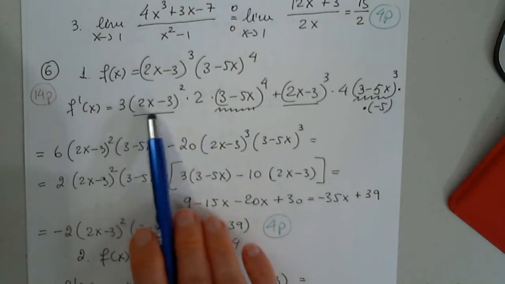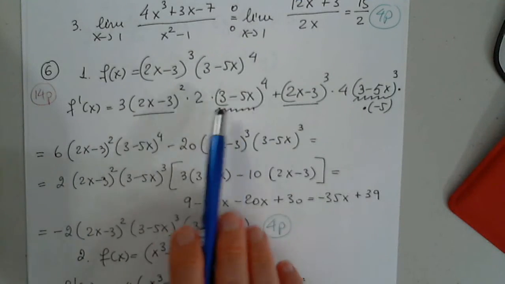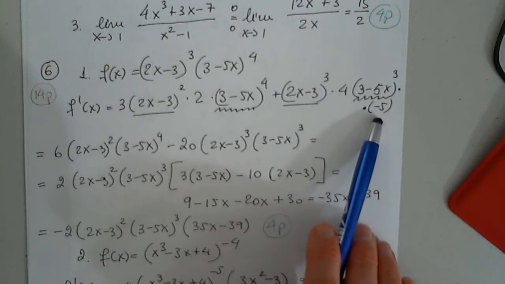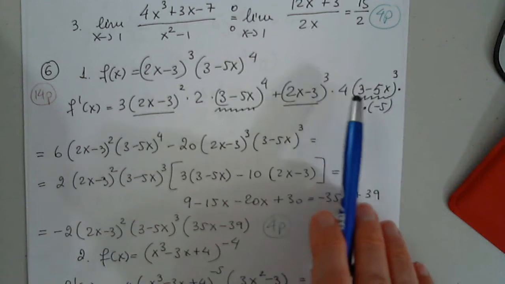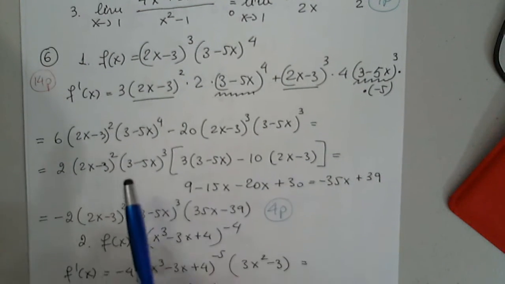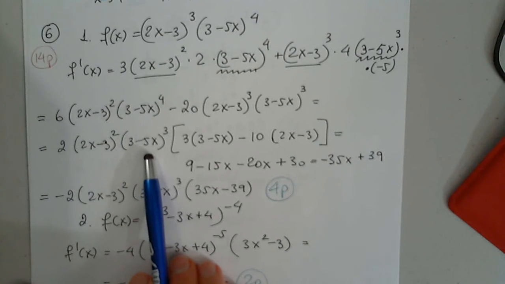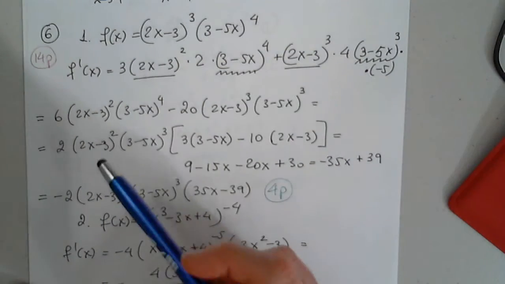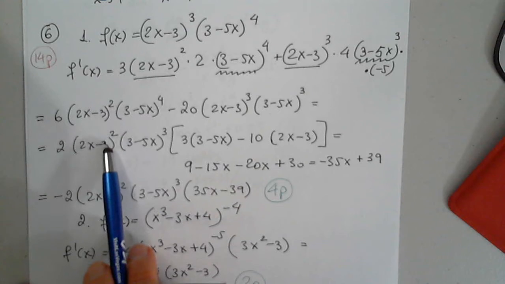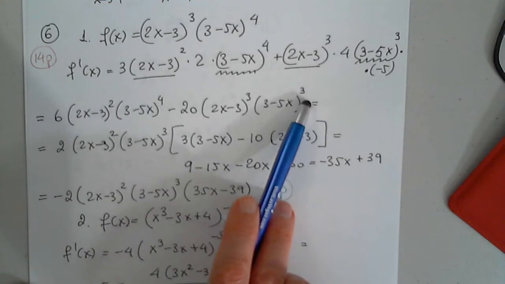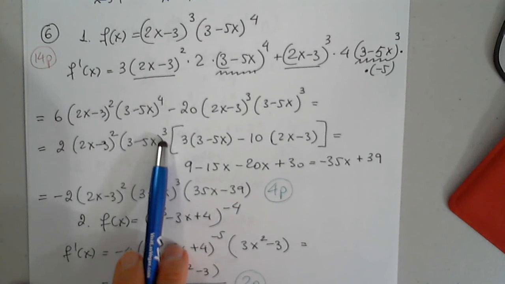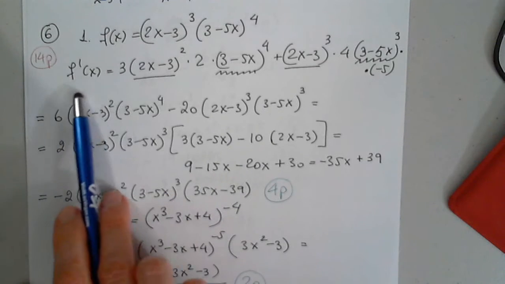I will reorganize: 3 times 2 in front, 6, and I copy these two. And then 4 times negative 5, negative 20, and I copy these two. Now I realize that 2 is a common factor, 2x minus 3 is a common factor, and 3 minus 5x is a common factor. Let's see the powers. 2 is the smallest power, 2 is out. 4 and 3, 3 is the smallest power, 3 is out. So from this, what is left?